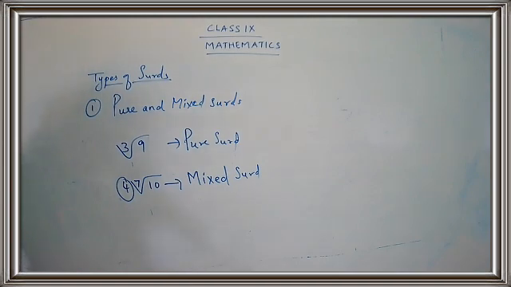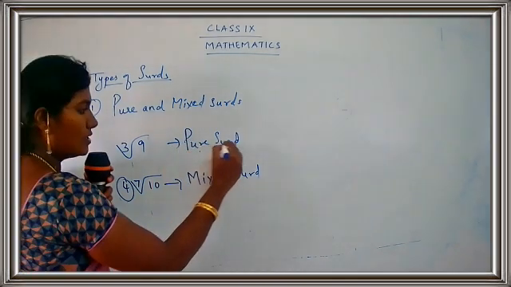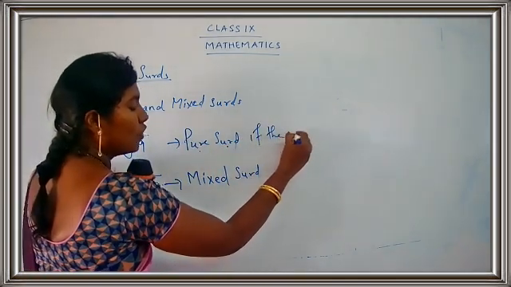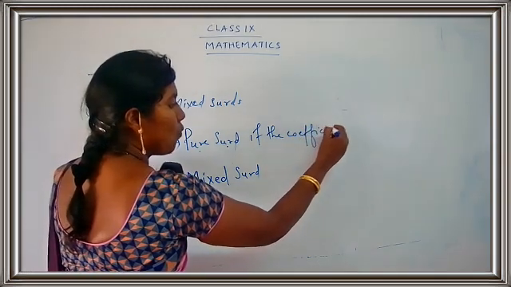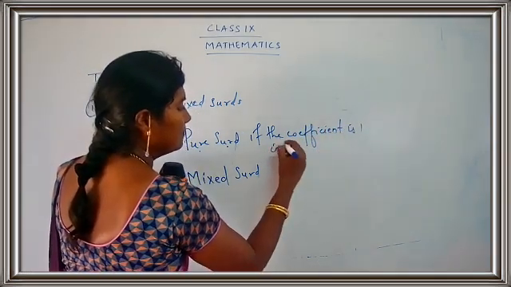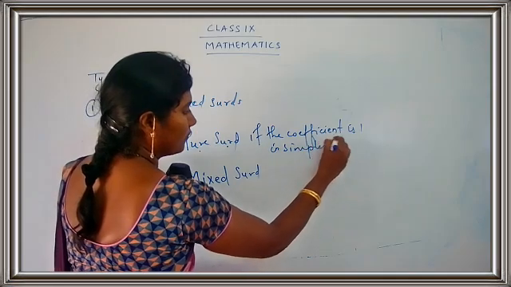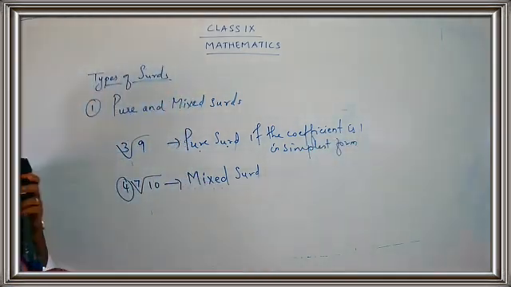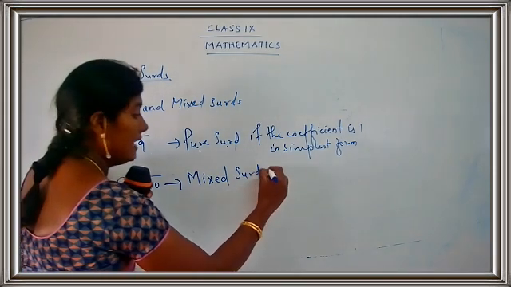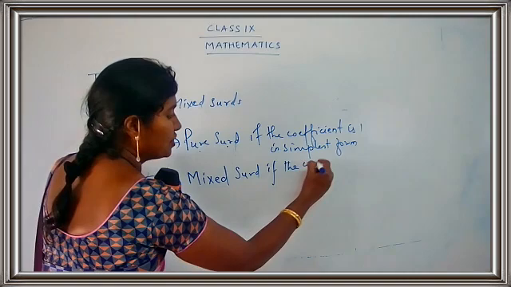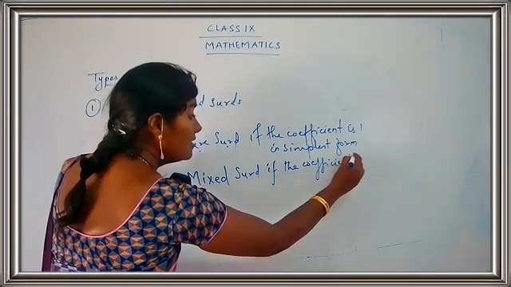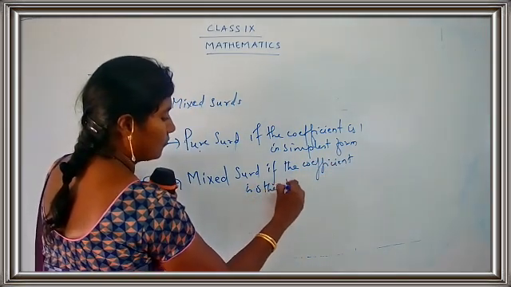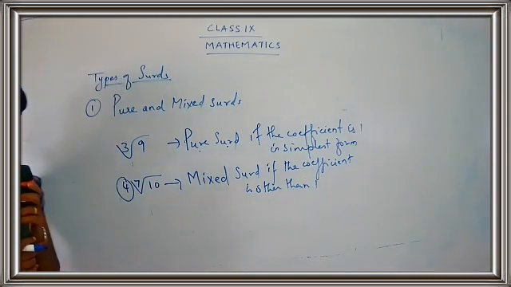Okay, so let us go for the definition once again. What is the definition for pure surd? A surd is called a pure surd if the coefficient is 1 in simplest form. What is the definition for mixed surd? A surd is called a mixed surd if the coefficient is other than 1. Other than. Clear children? Okay.